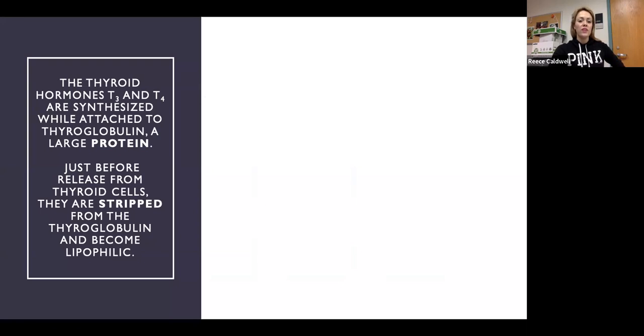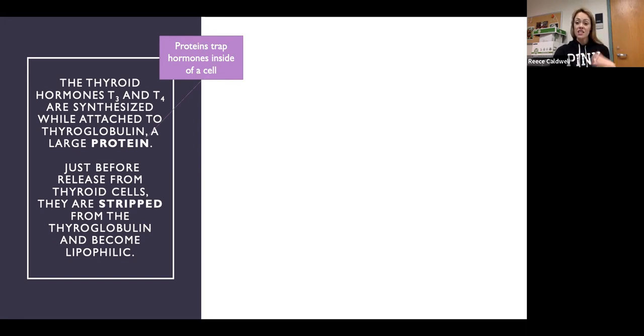All right, so now we're moving on to the next question. So now we're looking at the synthesis and release of thyroid hormone. What we see is that thyroid hormone is synthesized or created inside of the cell. And what keeps it inside of the cell is this large protein called thyroglobulin. The reason it doesn't leave the cell is because it's attached to this large protein. So proteins trap hormones in a cell.